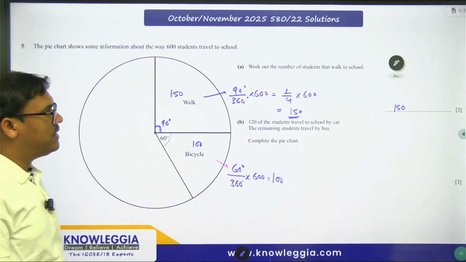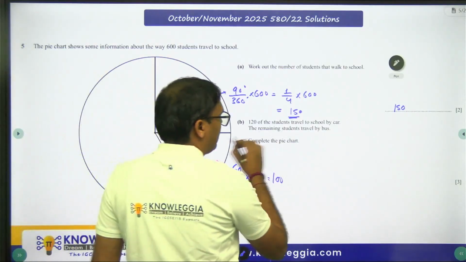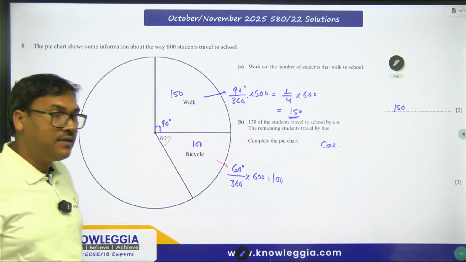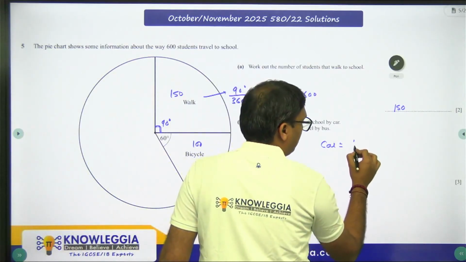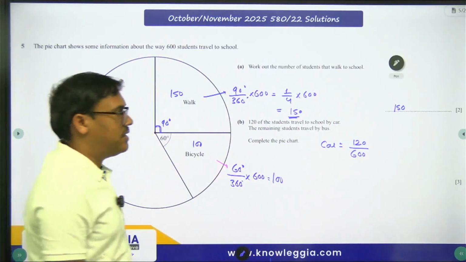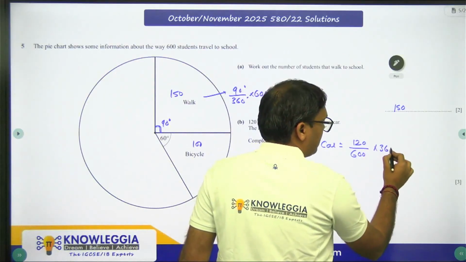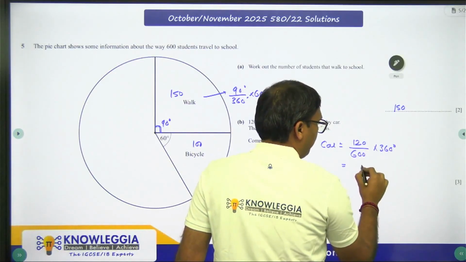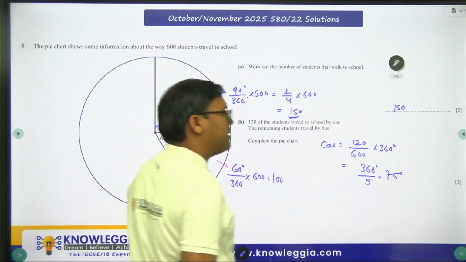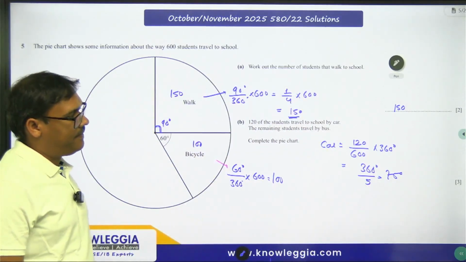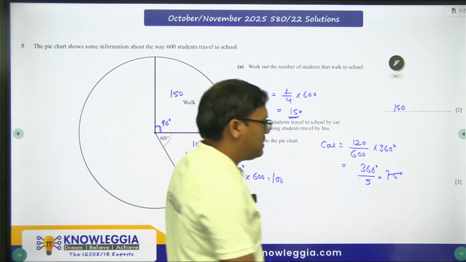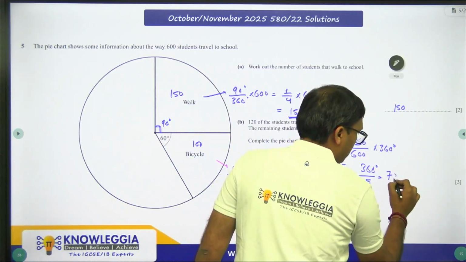Now 120 students travel by car. So how will you get the angle? The angle will be 120 out of 600 times 360 degrees. This is how you can calculate the angle. So this is 360 degrees divided by 5, which is equal to 75 degrees, right? Actually, this is 72 degrees, not 75 degrees. 72 degrees.